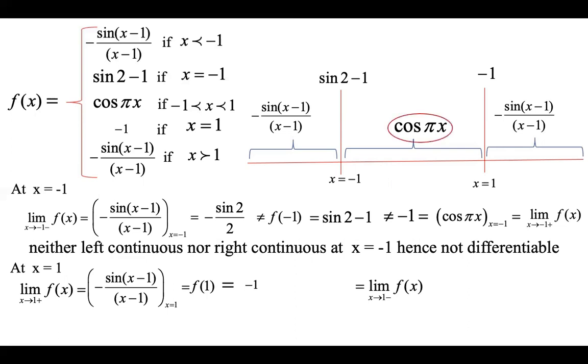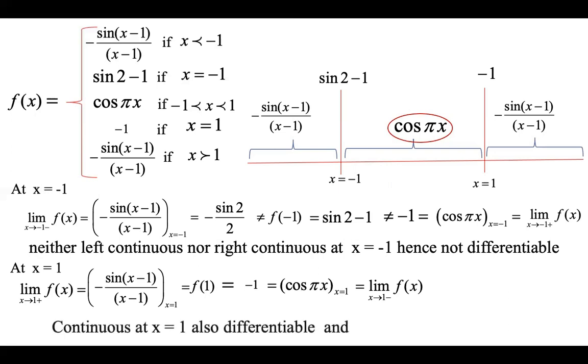Similarly, at 1, let me calculate the left limit. At 1 left piece is given by the cos pi x. When we calculate it at x is equal to 1, so cos pi is again minus 1, which is same as value of the function at 1 again. That implies that at x is equal to 1, left limit is minus 1, right limit is minus 1, and the value of the function is also minus 1. Therefore, it is continuous at x is equal to 1.